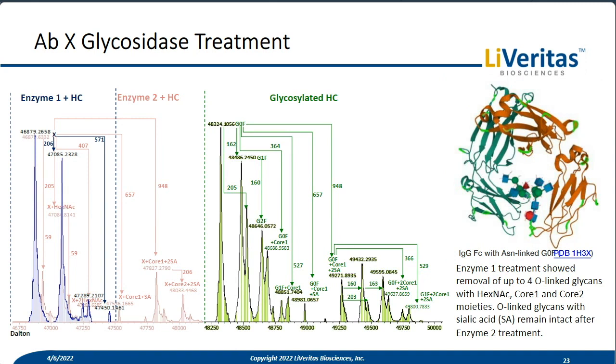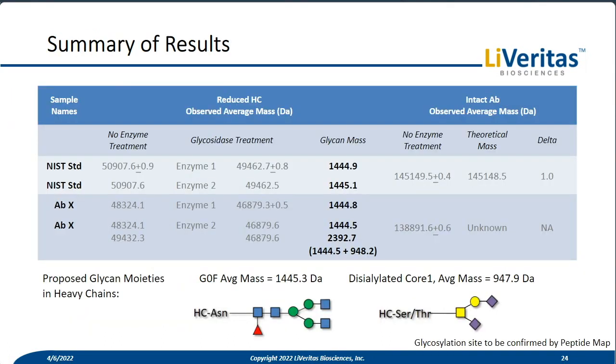showing that enzyme 1 treatment showed removal of up to 4 O-link glycans, with HexNAc core 1 and core 2 moieties still left intact, and that these O-link glycans have sialic acids that remain intact even after enzyme 2 treatment. So when you summarize all of this data together in the table, you can deduce what type of glycans are attached to NIST standard and our antibody X.